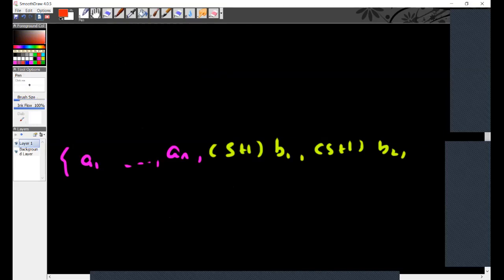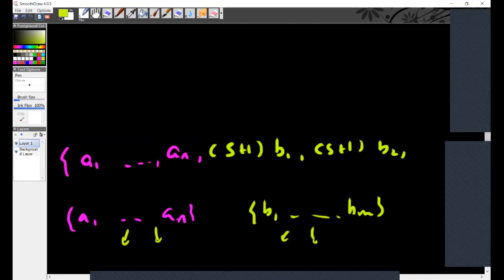Okay, so let me put the sets at the bottom. The original set was A1 to AN, and the next set is going to be B1 to BN. Assume that this set could be partitioned and this set could be partitioned. So in other words, assume that you could partition the first into x1 and y1, and you could partition the second into x2 and y2. The question becomes, how do we partition this set?